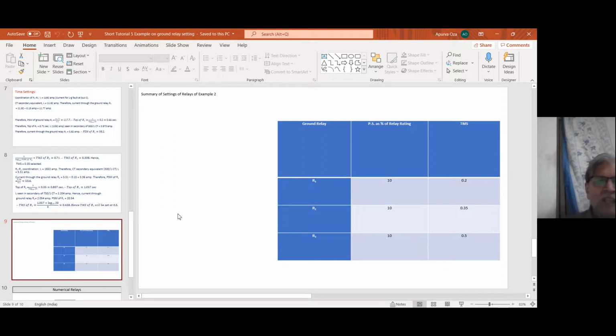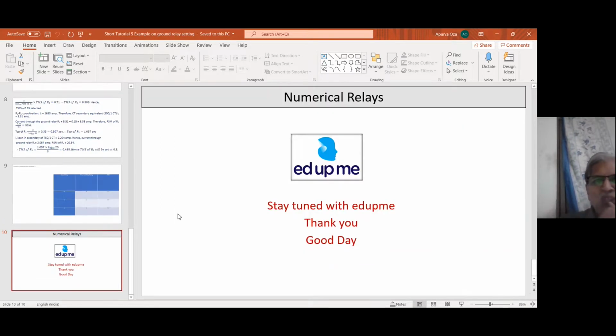But that is a summary. Finally, whatever we have calculated is nothing wrong. Everything is correct. So that is how you can do the calculations of settings of the ground relays. Right? Ground relays. How to calculate the settings of ground relays. Simple example. Next will be little difficult, little complicated. We will add transformer, right? And probably we may add high set instantaneous unit also in the next tutorial.